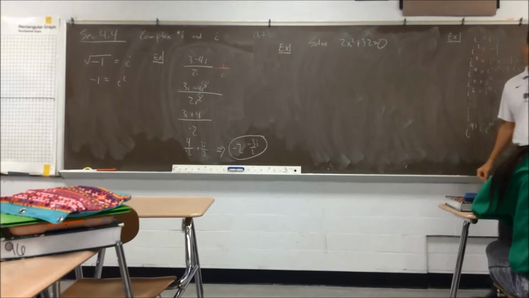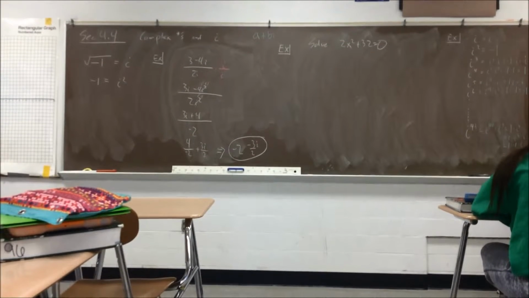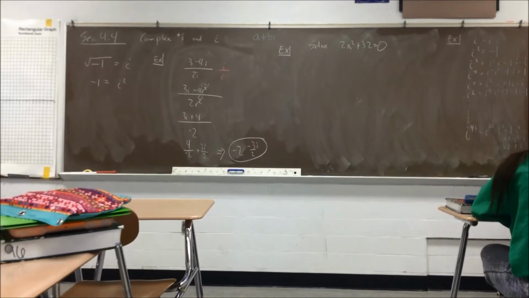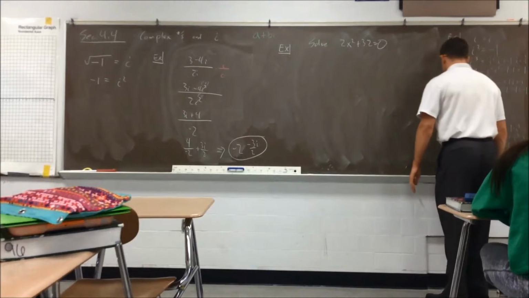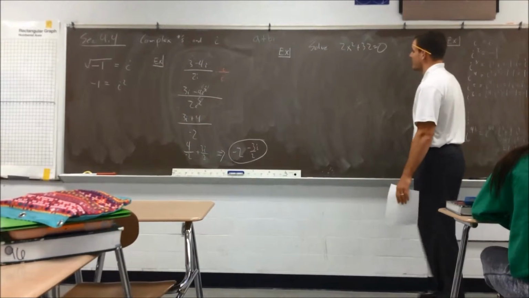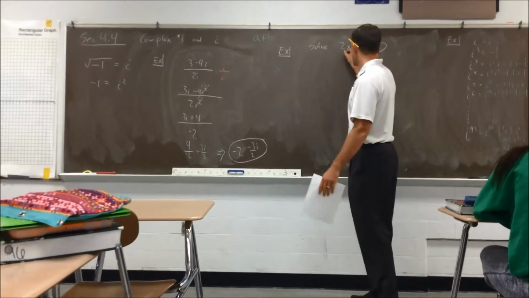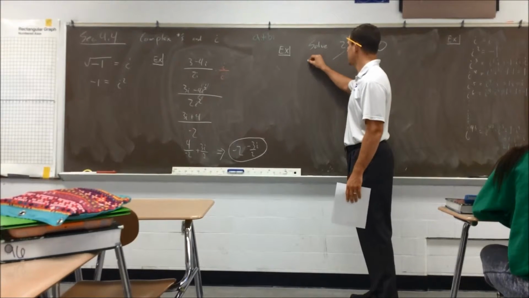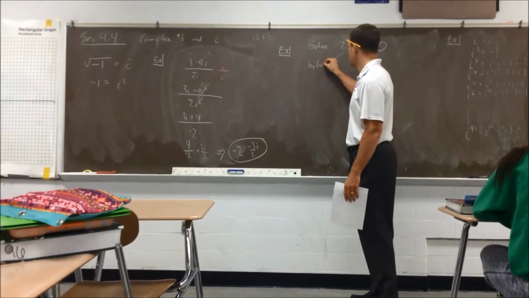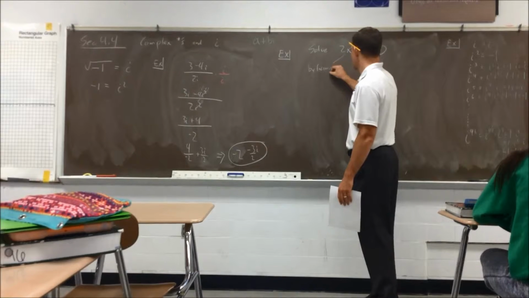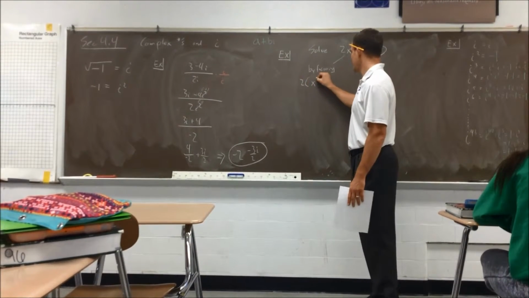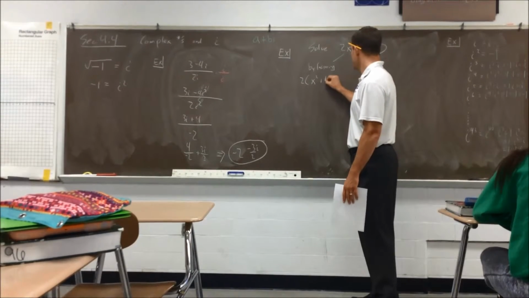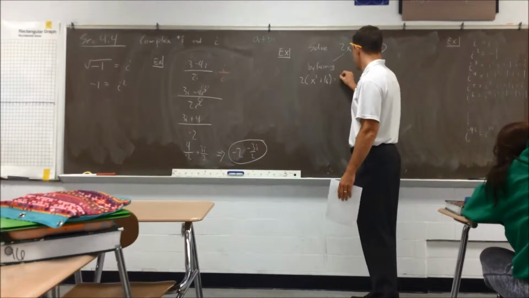All right. What does Mr. Kuhne always tell you to do first? The greatest common factor. Let's pull out the greatest common factor. First thing we're going to do is solve by factoring. I'm going to pull out the 2, and I'm going to get x squared plus 16 is equal to 0.